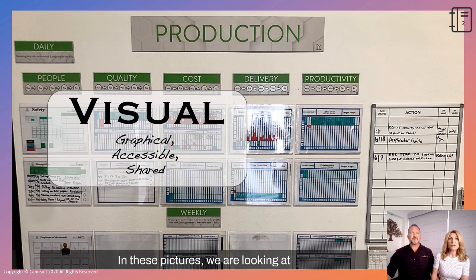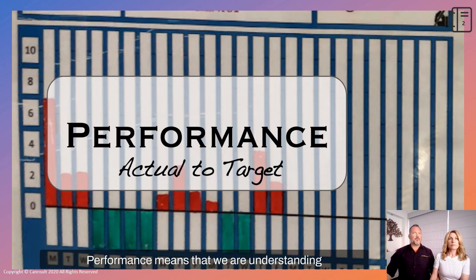In these pictures, we are looking at a VPM example on a shop floor. Visual means that relative data is graphical, easy to understand at a glance, accessible to everyone in the process, and shared, viewed and analyzed together. Performance means that we are understanding current performance compared to target. So of course, this means that we have to not only track performance, but we have to have an established target and compare our performance to that target, so that we recognize issues as soon as possible and so that we know when to take action.